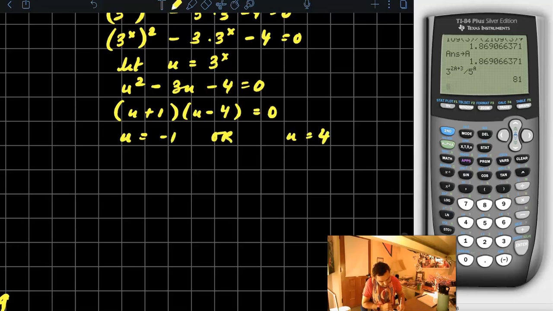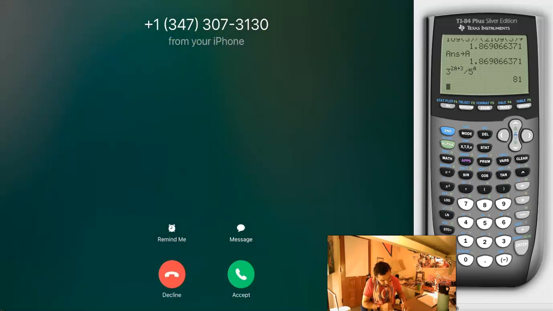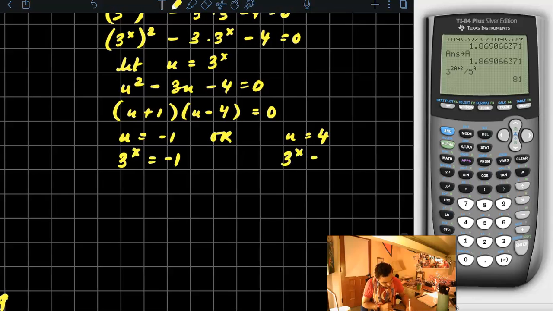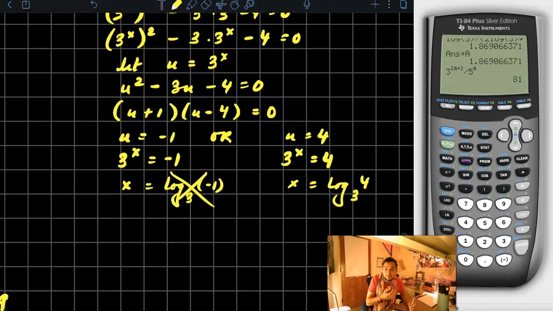But we were never solving for u in this, so when we back substitute, I'm going to write it as 3 to the x equals negative 1 and 3 to the x equals 4. So here I have x equals log base 3 of negative 1 and x equals log base 3 of 4. Now this is undefined because I can't take the log of a negative number. If you remember, the graph of a log exists only in the first and fourth quadrants, right? So my answer should be log base 3 of 4. And so it's approximately 1.262.